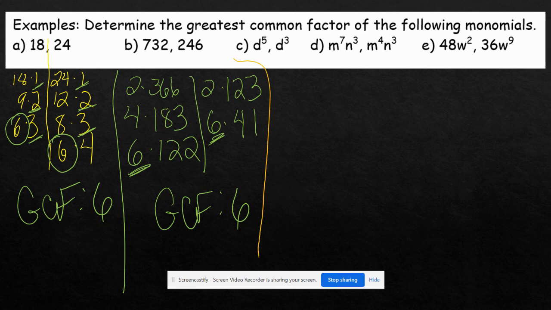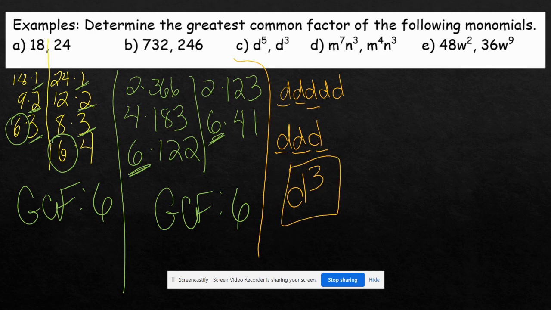All right, now we're coming into letters. And we'll find that usually the greatest common factor is the smallest exponent. So I have 5 D's for D to the 5th and 3 D's for D to the 3rd. 1, 2, 1, 2. So I can match up 3 of them. And so D to the 3rd would be that greatest common factor.